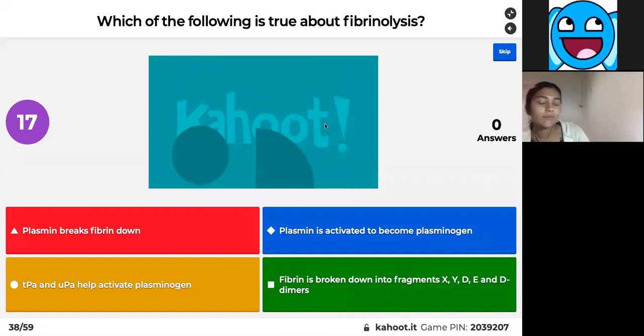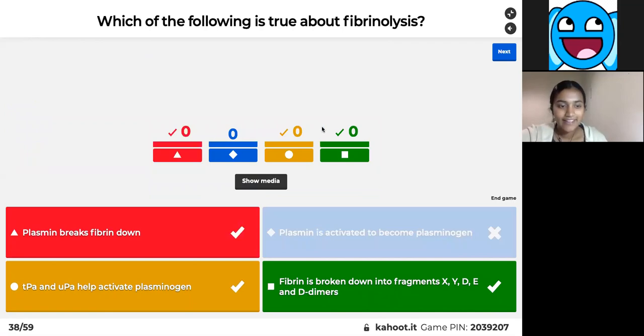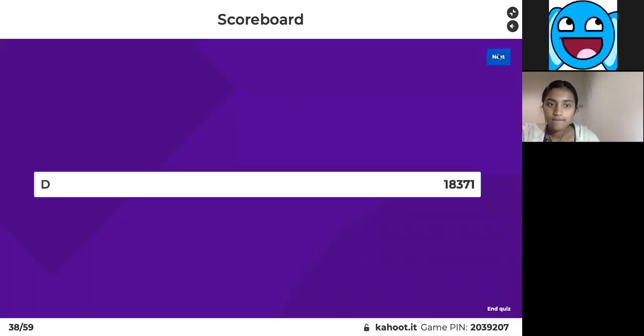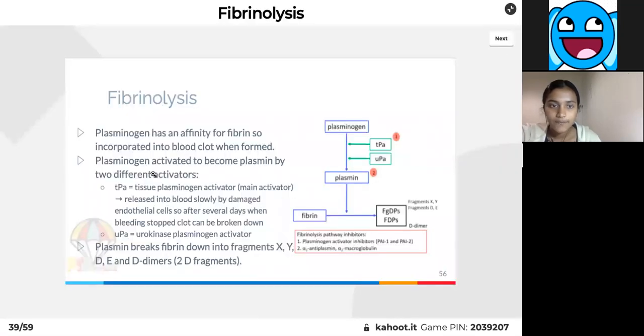Okay, which of the following is true about fibrinolysis? Okay, so plasmin does break down the fibrin, and then TPA and UPA activate the plasminogen and turn it into the plasmin. So this one's wrong. Plasminogen becomes plasmin, not the other way around. And then fibrin is broken down into these fragments as well. And this is just a depiction of that.